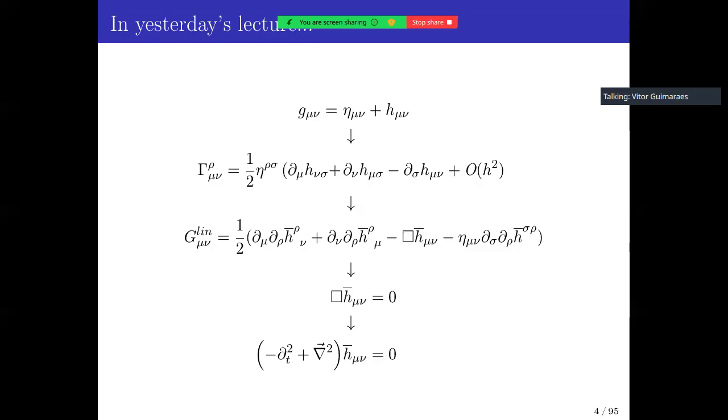So we went from a highly nonlinear set of equations to a set of linear equations by this decomposition here. And then we saw that with the right choice of gauge, we were able to simplify our equations even more and get to this equation here. And that it's just phenomenal, right?